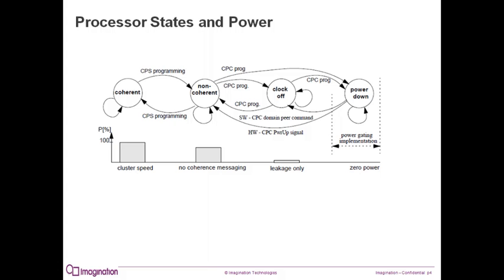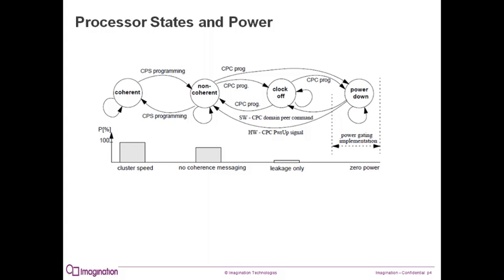In the clock-off state, the processor will not execute any instructions, but the state of the processor is preserved. Before this state can be entered, the processor must not be part of a coherent domain, and all coherent transactions must be completed. There is significantly less power used in this state when compared to the coherent and non-coherent states.